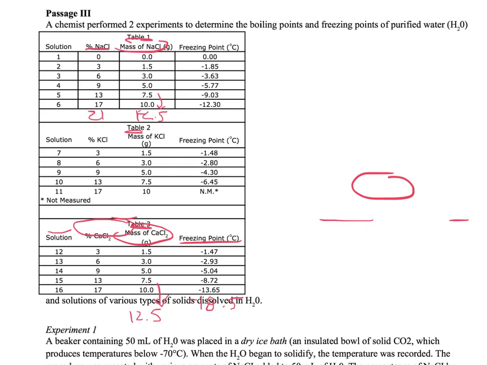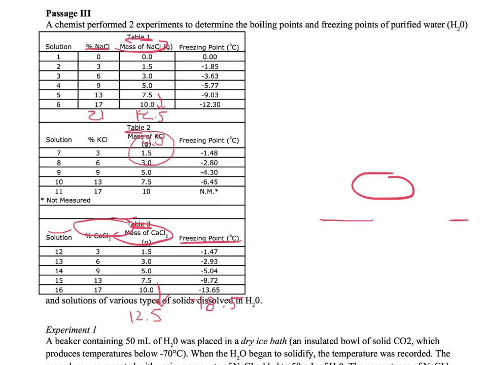All right, in table number 2, I know that I am given a mass of KCl of 0.0 grams. When I look at this column for mass of KCl, I don't have 0.0 grams. The smallest number I have is 1.5. So I know that 0 is going to come just before the 1.5.